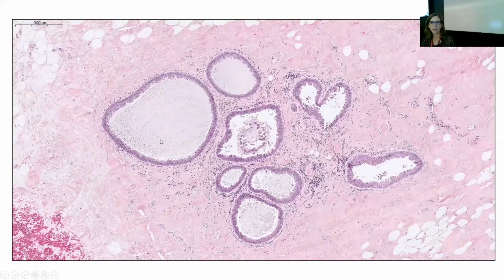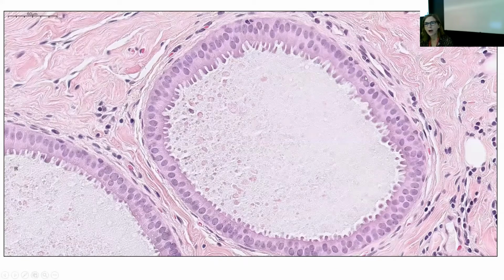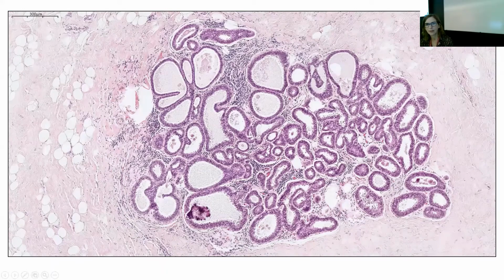And here are some illustrations of FEA. Do you see what I mean by this sort of rigidity of the spaces? They seem to be trying to do an ADH type of thing, but without the bridges and arcades. And you go on high power and the nuclei look very similar to what you would see in low-grade DCIS or atypical ductal hyperplasia. And we have these secretions and the epithelial apical snouts as well.